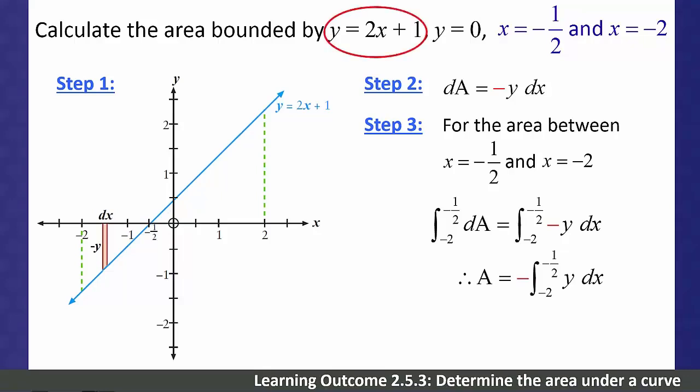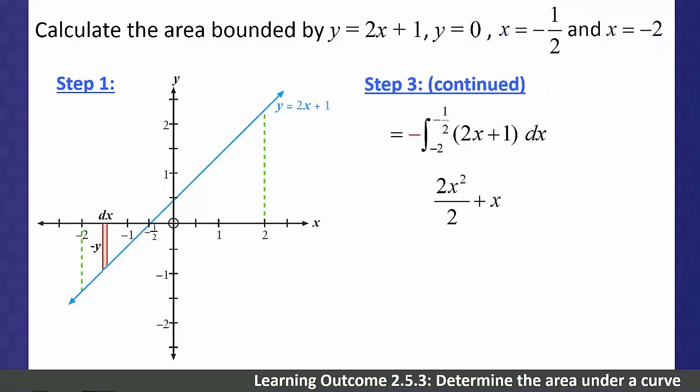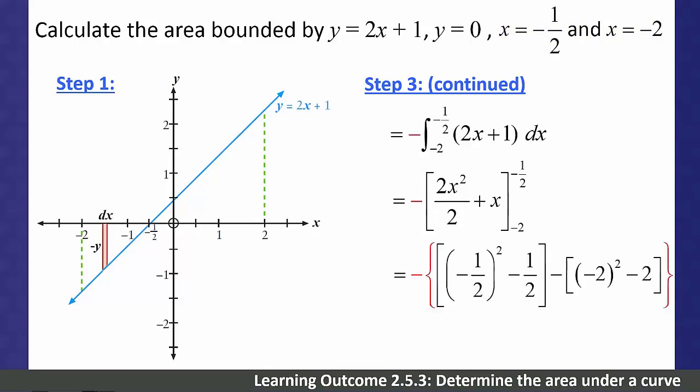Remember that y is equal to 2x plus 1. This is our original function. We substitute 2x plus 1 for y. This means that we are adding up the areas of all the small rectangles between minus 2 to minus a half. We find our integral 2x squared over 2 plus x and put it inside our square brackets with lower limit minus 2 and upper limit minus a half. We simplify and we find our answer is 2 1/4 units squared.